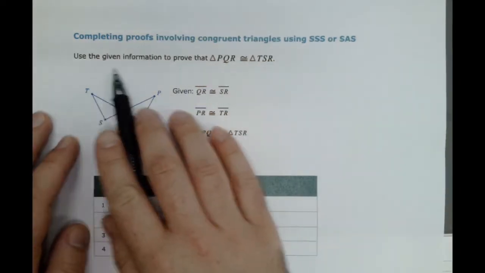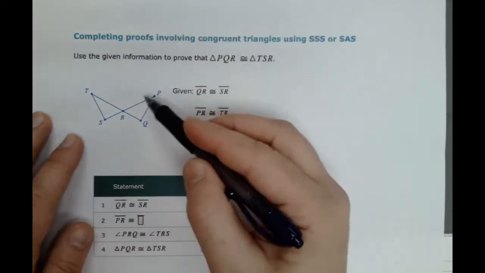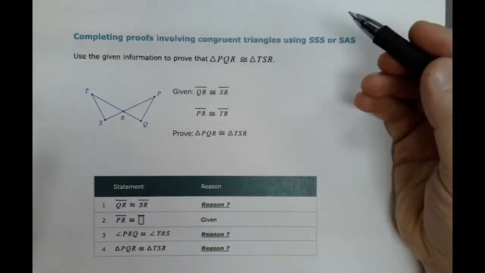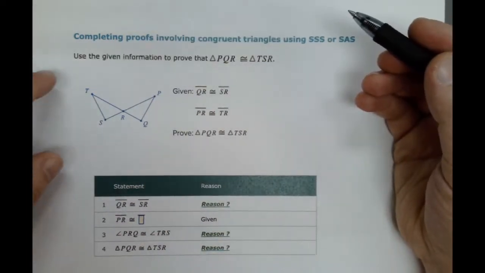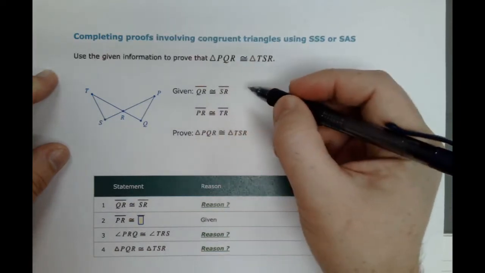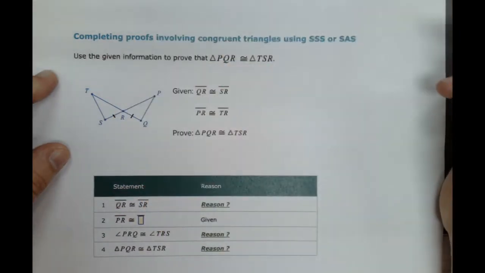So we have some given information here. We're going to prove that these two triangles are congruent. So we have PQR over here and TSR over on this side. So let's start by just marking the parts we know. We know that QR is congruent to SR. That's our first given here. So QR is congruent to SR, so those are both the same size.